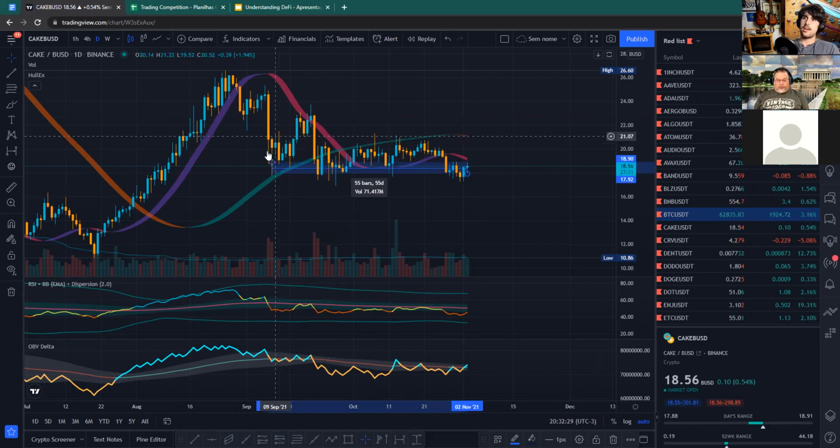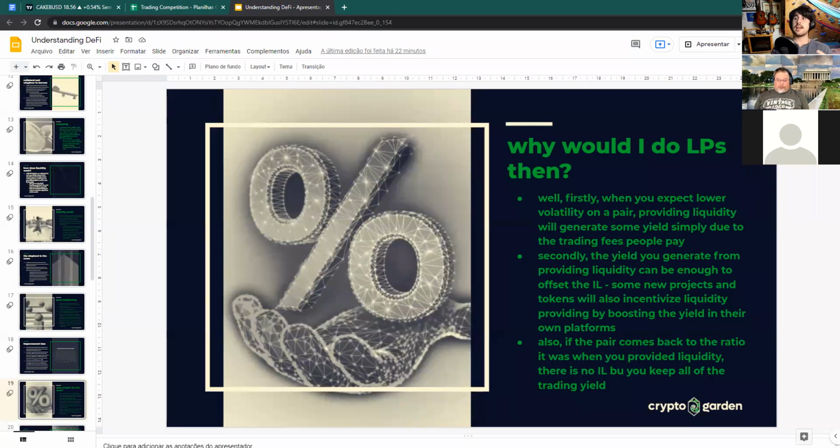So anyone that provided liquidity in this time period right here did well, right? Because they collected all the trading fees that we had in this entire period, and their impermanent loss is relatively minimal. Okay. Now, secondly, the yield that you get from providing liquidity can be high enough that it offsets the impermanent loss.